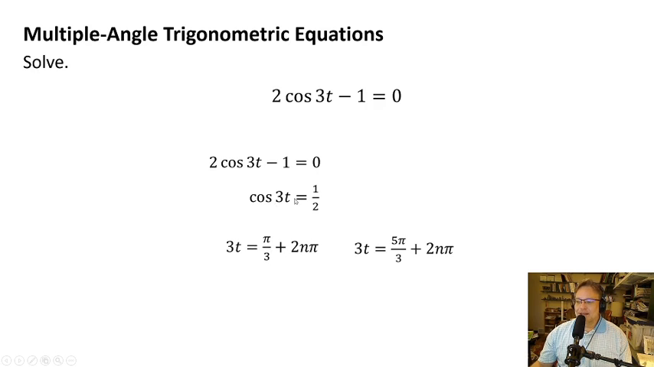And so then whatever this angle is in here is going to be equal to pi over 3 or 5 pi over 3. Where is cosine positive? It's going to be in quadrants 1 or 4, so that's pi over 3 or 5 pi over 3. And the period of cosine is 2 pi, so we're going to be adding 2n pi to each one of those. But wait, that's actually not equal to t, that's equal to 3t. So we have to divide both sides by 3 in both cases here. So our final answer here for t is pi over 9 plus 2n pi over 3, or 5 pi over 9 plus 2n pi over 3.